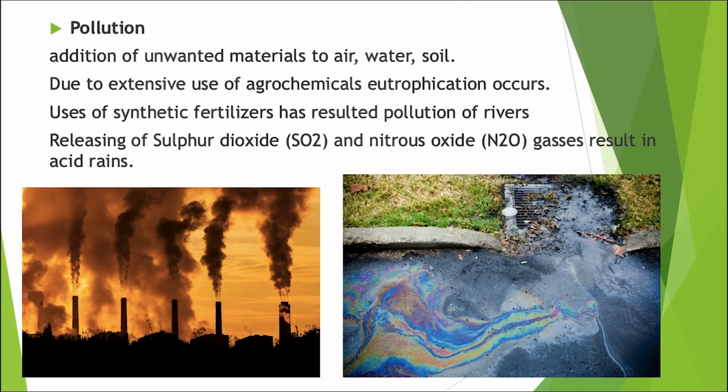Pollution simply means the addition of unwanted materials to air, water, and soil. Due to the extensive use of agrochemicals that wash away with rainwater into water bodies, the water becomes rich in nutrients, and that results in algal blooms, commonly known as eutrophication. Algal blooms create oxygen-depleted zones in the aquatic ecosystem and reduce the populations of fish and other aquatic organisms as well.